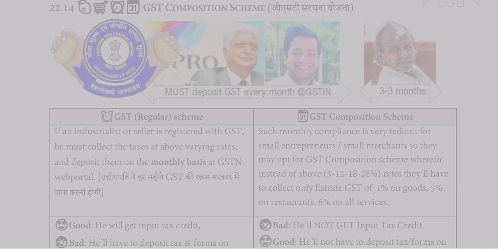22.14 GST composition scheme. If an industrialist or seller is registered with GST, he must collect the taxes at the above varying rates and deposit them on a monthly basis at the GST web portal.